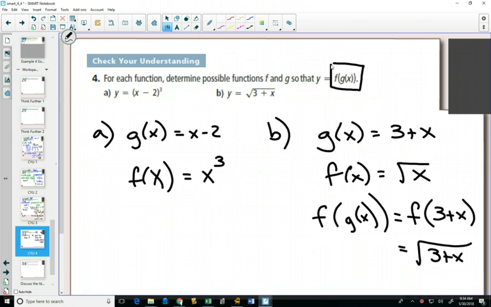Questions for practice on this one are 3, 7, and 9.